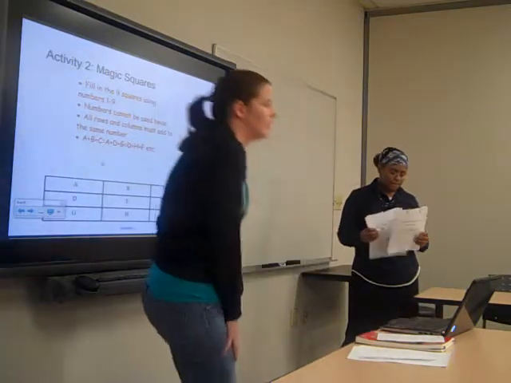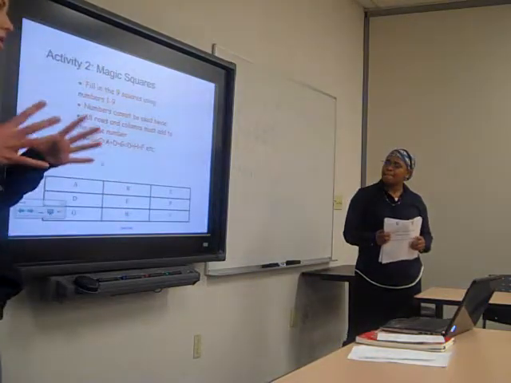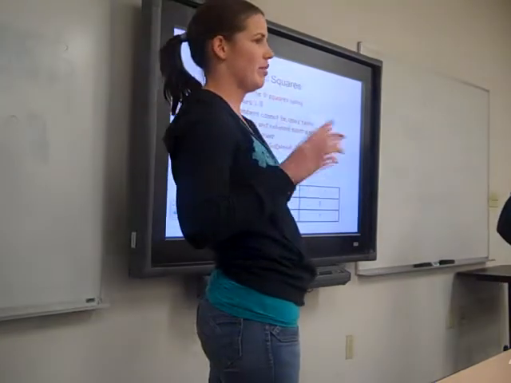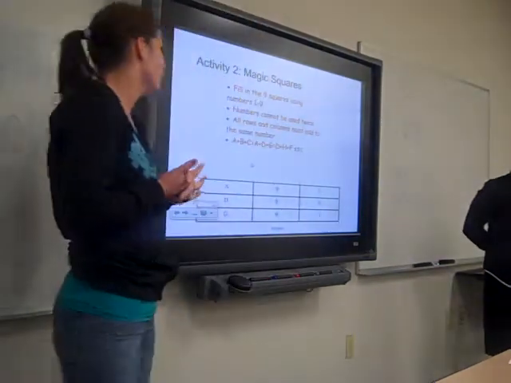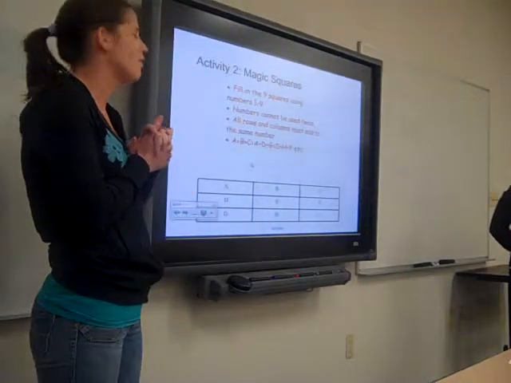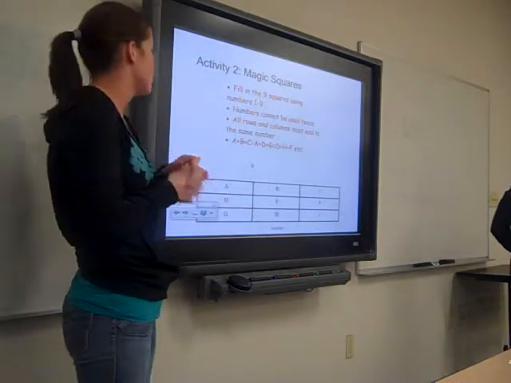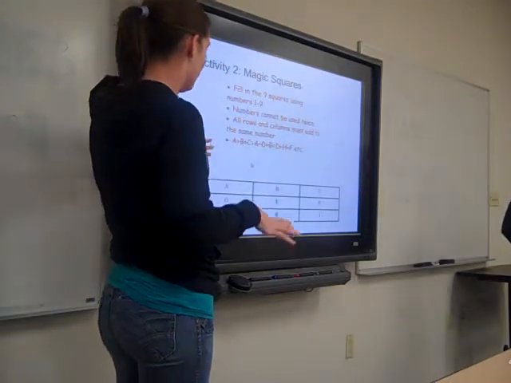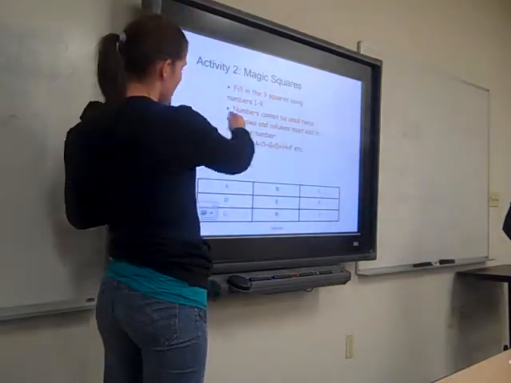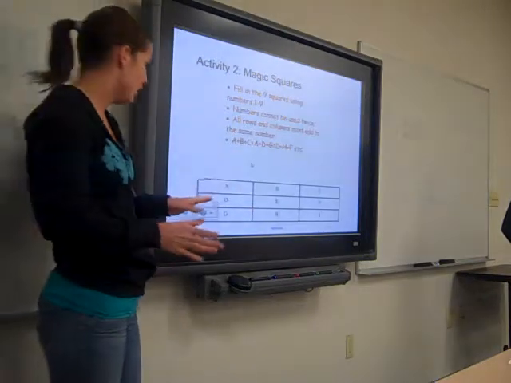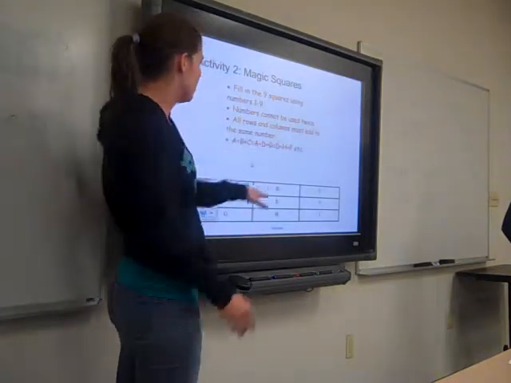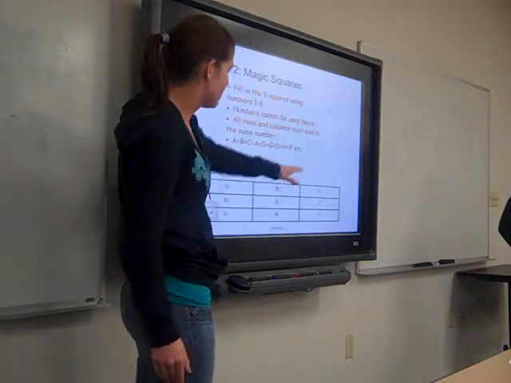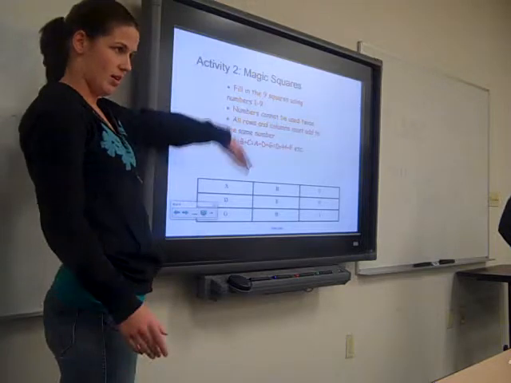Our second activity is called Magic Squares. So in front of you, you all have numbers 1 through 9 and a 3x3 grid. Magic Squares was originally from Chinese culture, and they used to think of them as actual magic. You set up your own table, and you're supposed to make it so that all the rows and columns equal the same number. So, for example, A plus B plus C will equal the same thing as D plus E plus F will equal the same thing as G plus H plus I, and so on down.